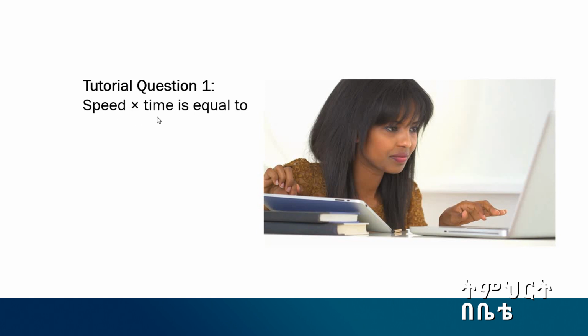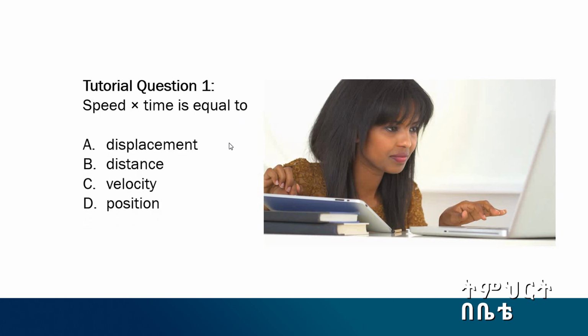Speed multiplied by time is equal to, and you have a number of possible options for the answer. Is it A, displacement? Is it B, distance? Is it C, velocity? Or is it D, position?